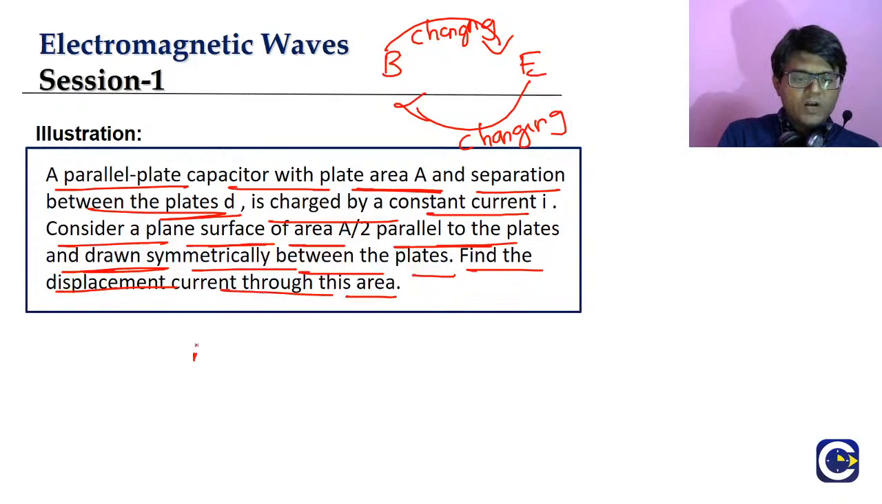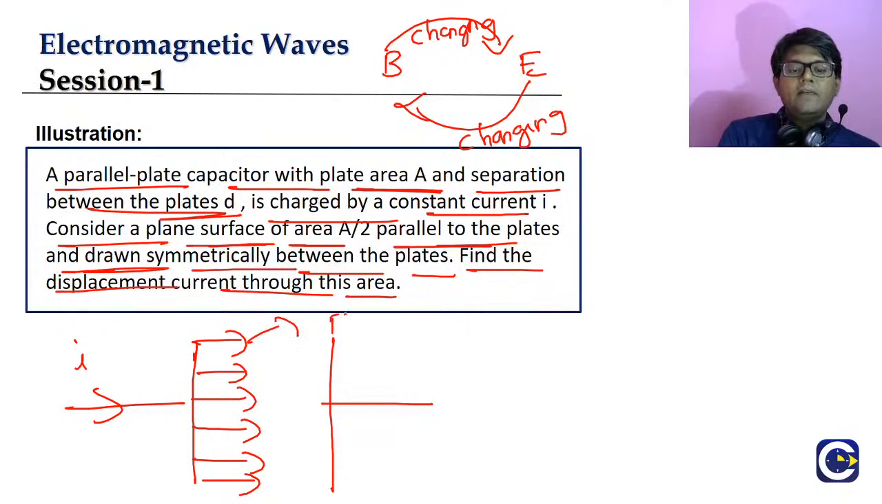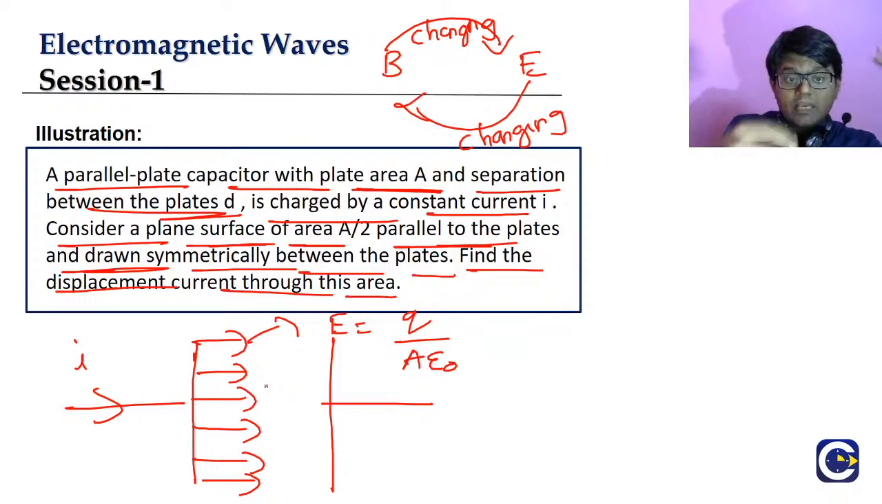So if you have to put it in very simple terms, look at this. This is our circuit. Here the conduction current is given as I. And we know there is going to be an electric field between the region of the two plates. What will be the electric field value? If the charge is Q, it is Q by A epsilon naught, where A is the total area of the capacitor plate.